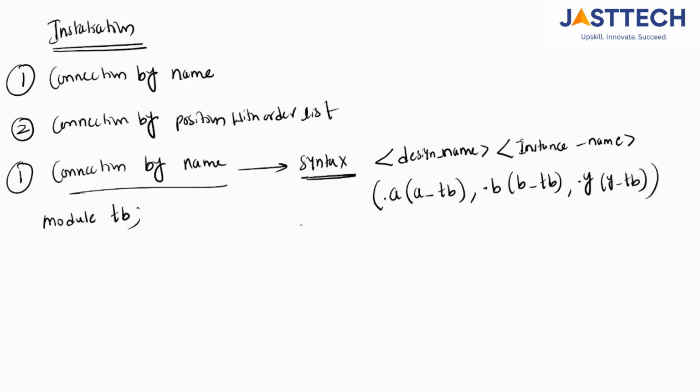Okay, so this is nothing but the design port, and this is the variable of the test bench. So first you declare the test bench variables: a underscore tb, b underscore tb, and y underscore tb.